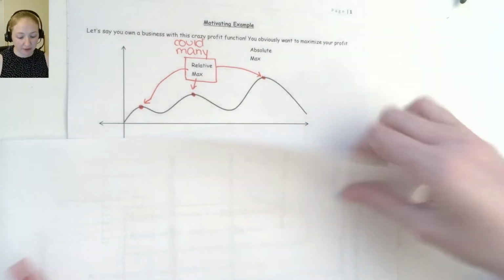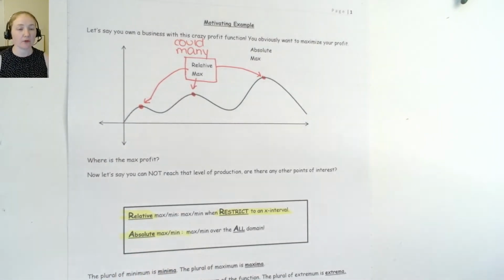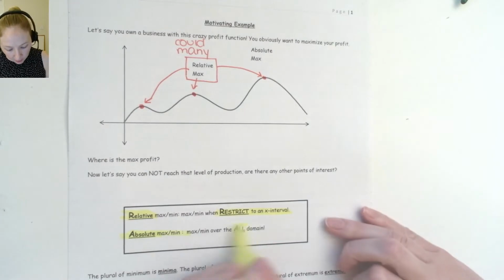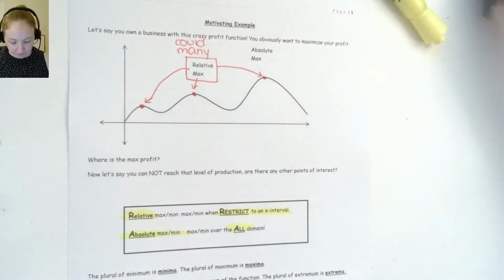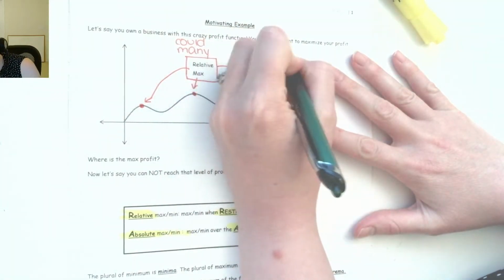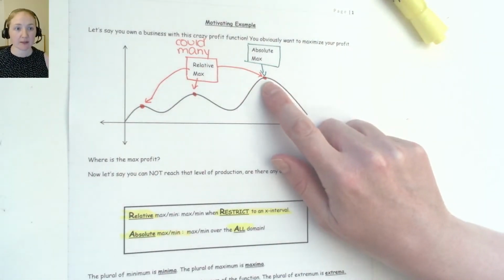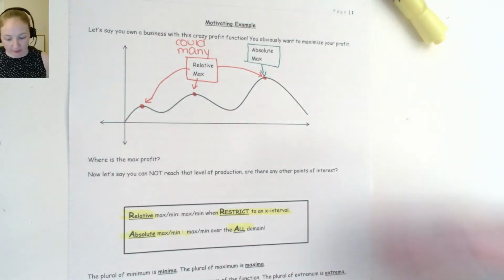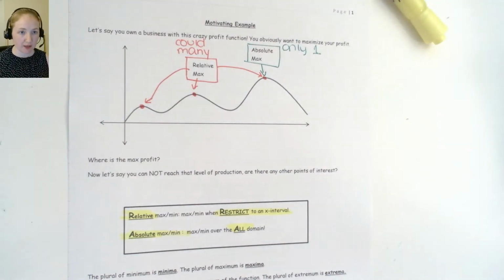Now, in comparison, we have what we call the absolute max or min, and absolute is over the entire domain. So over all of the domain, what is the highest point? So when you're looking at this graph, what is the highest point? Well, it is this point right here. So you'll notice that this point is double playing. It's playing as a relative max and it's also playing as an absolute max. The thing to remember about the absolute max is there's only one absolute max. You're not going to have multiple absolute max that are different numbers. There's only going to be one.